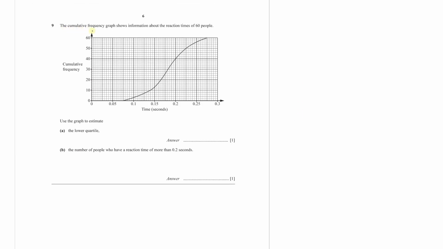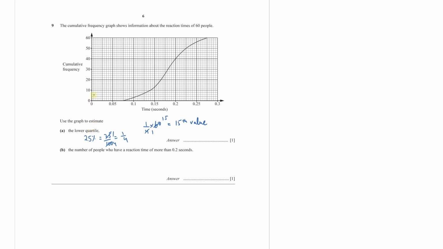Question 9 is, the cumulative frequency graph shows information about the reaction times of 60 people. So you have the cumulative frequency curve here. Use the graph to estimate the lower quartile. So the lower quartile is the 25th percent value, which can also be written as 25 by 100, which is 1 over 4. So if you take 1/4 of 60, 60 divided by 4 is 15. So your 15th value would be your lower quartile.